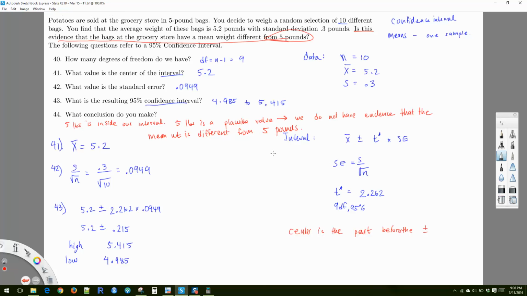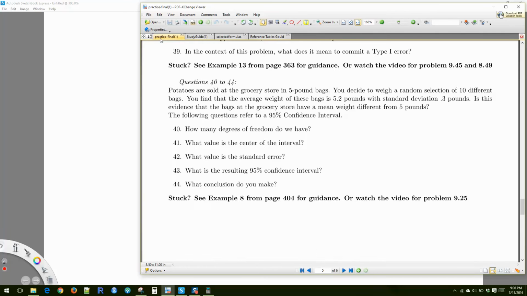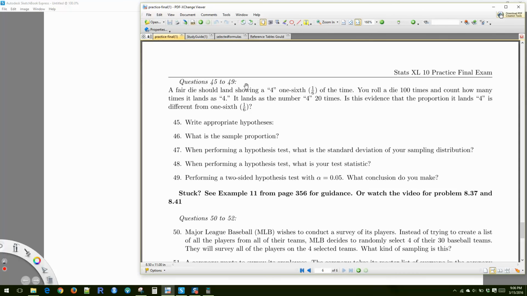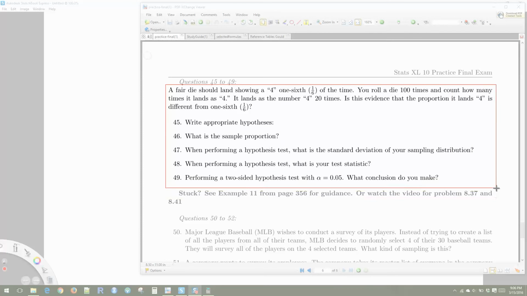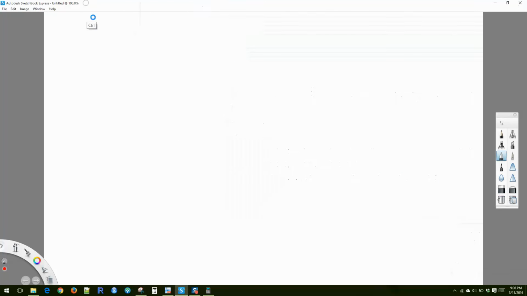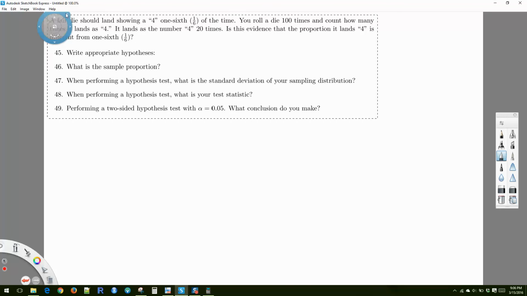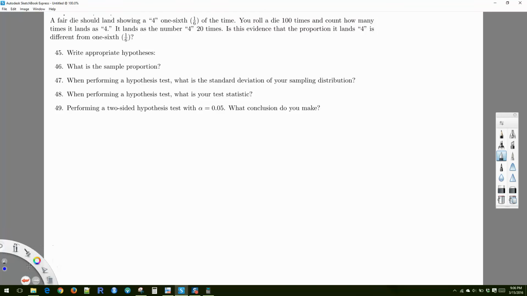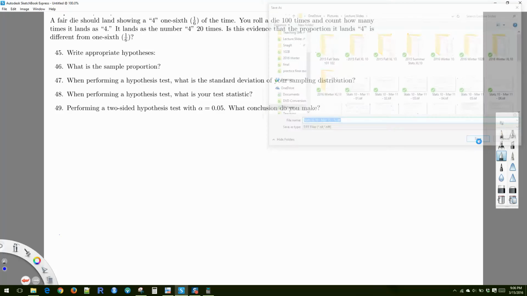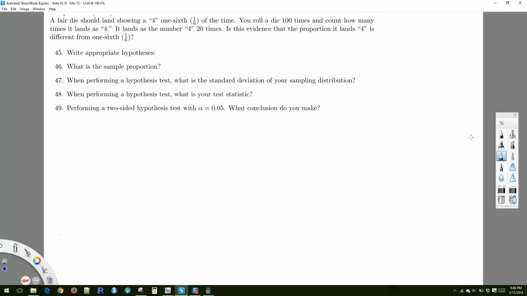Question? You're good. Everyone's good? Great. Okay. Last one. Last one of these inference problems. I hope this is helpful for you guys, going over all this.